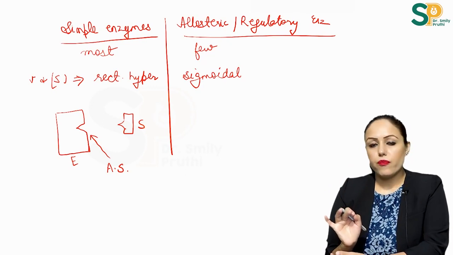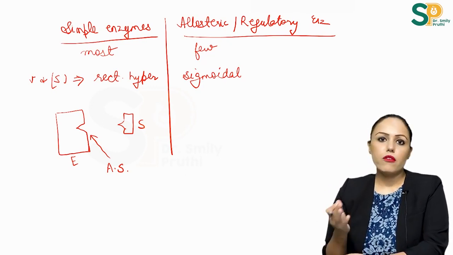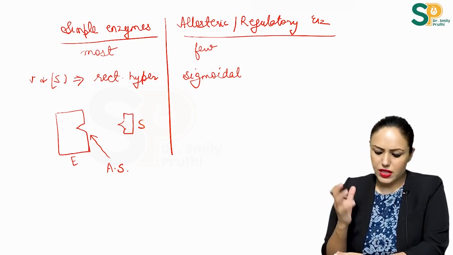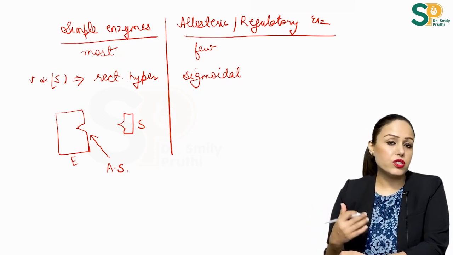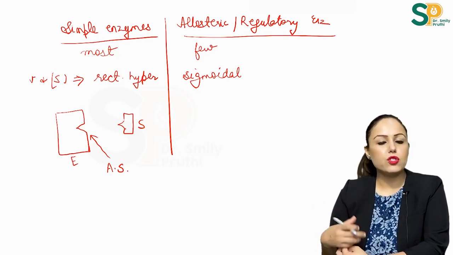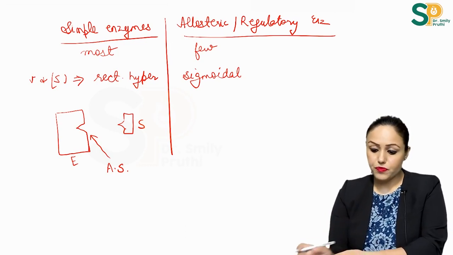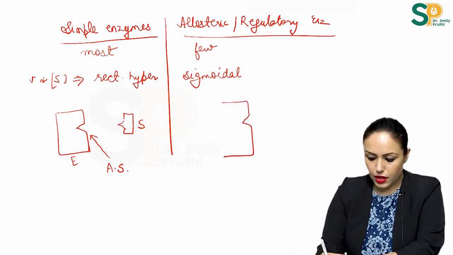In this case, if the substrate is present, the reaction will occur. If the substrate is not present, the reaction will not occur. These enzymes do not depend on any activator or inhibitor. They just depend on the presence or absence of substrate. Very simple, right? But on the other hand, allosteric enzymes, they have an active site, right?